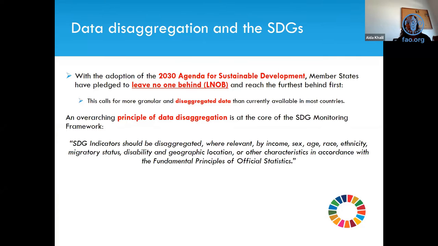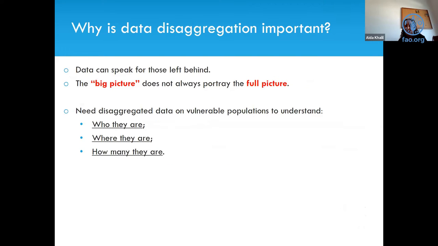And this is stated and represented by an overarching principle of data disaggregation that is at the core of the SDG monitoring framework, which states that SDG indicators should be disaggregated where relevant by income, sex, age, race, ethnicity, migratory status, disability, and geographic location, or other characteristics that are relevant for a specific indicator. And why this? Because the data can actually speak for those that are left behind.